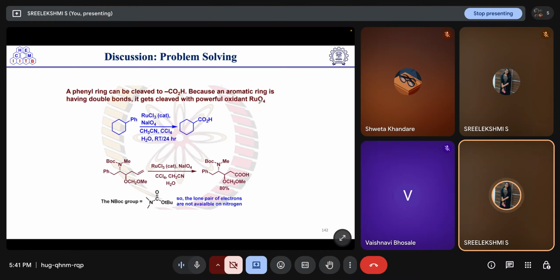Next, one of the major applications of this ruthenium mediated oxidation is that a phenyl ring can be cleaved into this carboxylic acid. Because we know phenyl rings are aromatic compounds, the benzene ring has double bonds, so those double bonds will be cleaved by this powerful oxidant ruthenium tetroxide, and in place of this phenyl ring we will be getting a carboxylic acid. So here also same reaction, first diol, then that cleavage, aldehyde will form, that is oxidized into carboxylic acid.